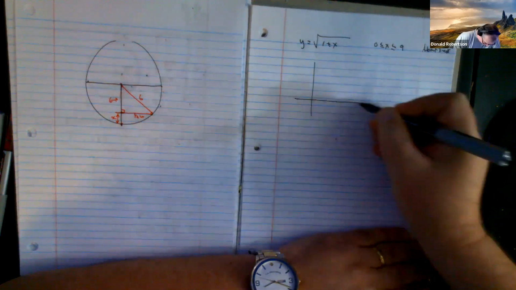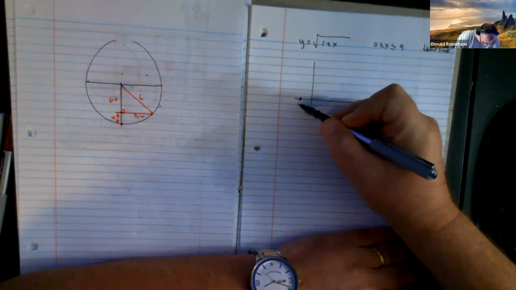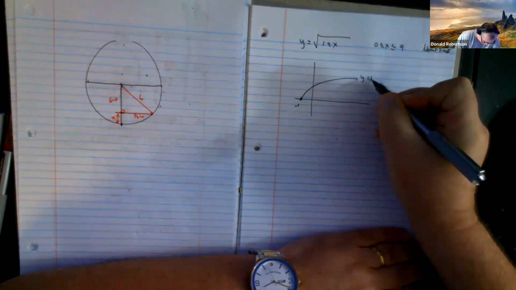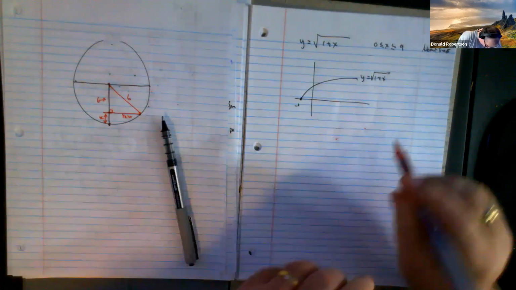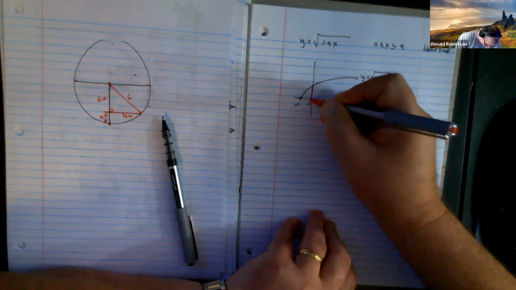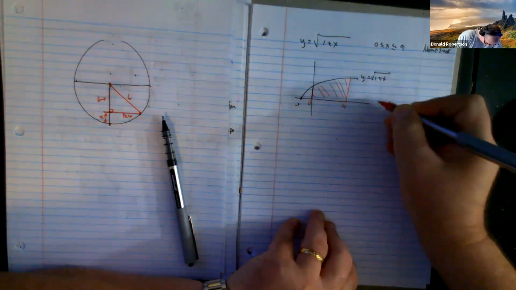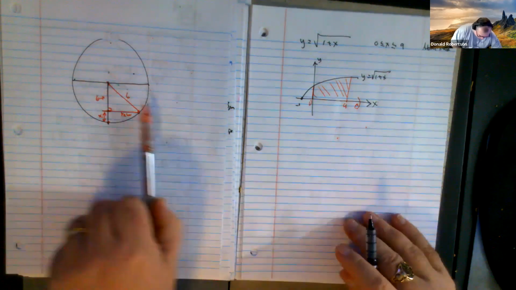So if I did the square root of this guy, it would start about here, and then it would curve like that. And we want to rotate it from 0 to, let's say that's 9. So that's the thing that's going to be rotated about the x-axis. You could stick that in Desmos if you wanted to be sure about it.